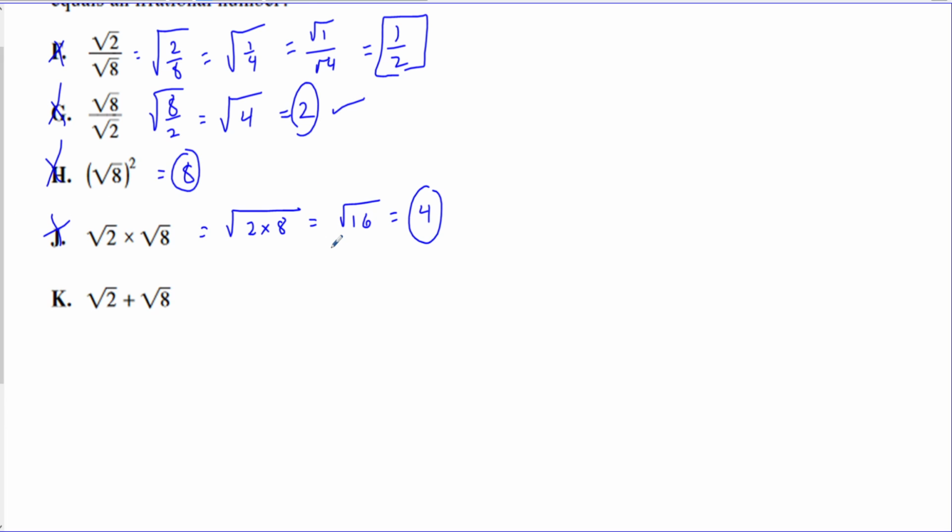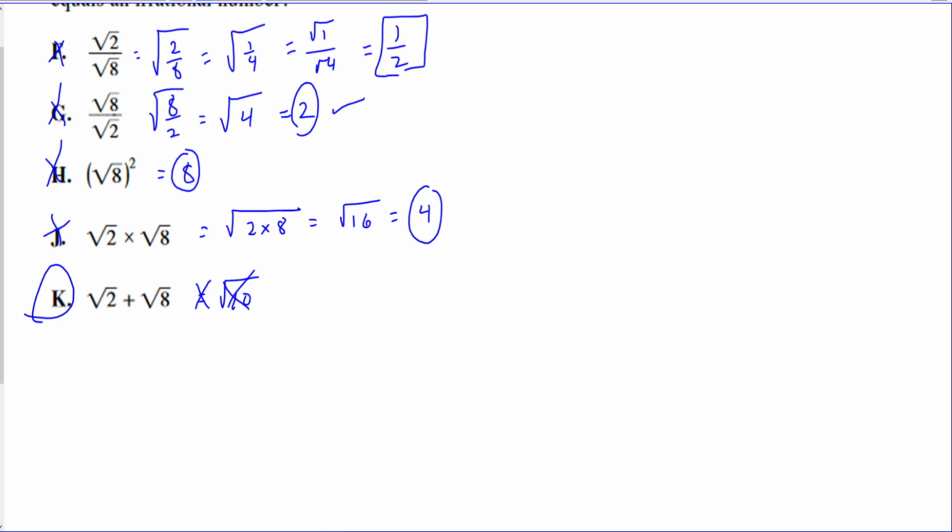That's bad: the square root of 2 plus the square root of 8, we cannot add these together. I'm going to do something that you should not do. It is not the square root of 10, so don't do that. You can't just add what's under the radical. This does not work. We actually can't combine these in their current state, but here's all I care about: I eliminated every other choice, so it's got to be K.